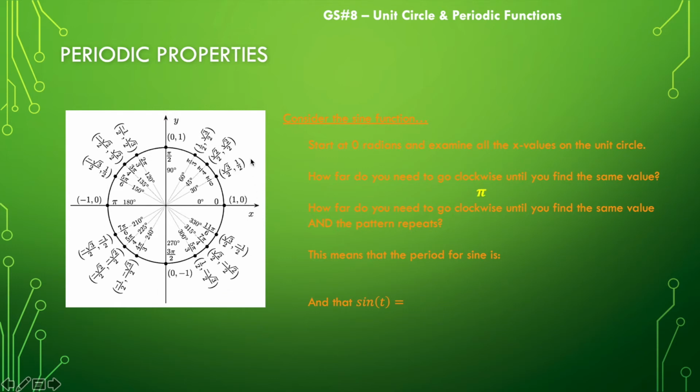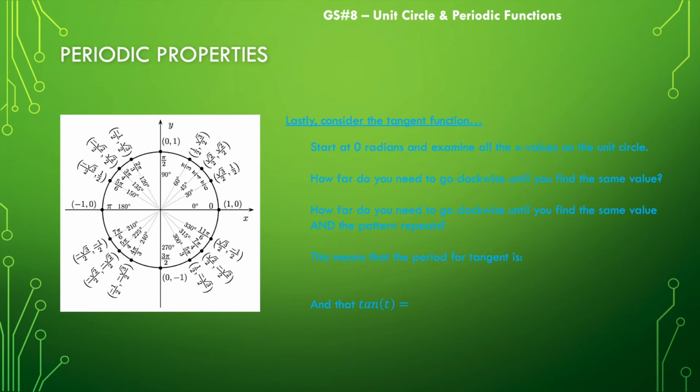So again, when we're looking at the period for sine, even though we hit that same y value halfway around, the pattern doesn't actually start repeating until you go the full way around. So the period for sine is 2 pi. And so that means that the sine of t will be the same as the sine of t plus 2 pi n.